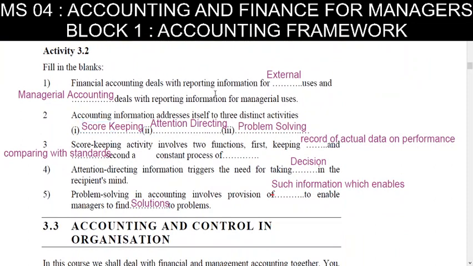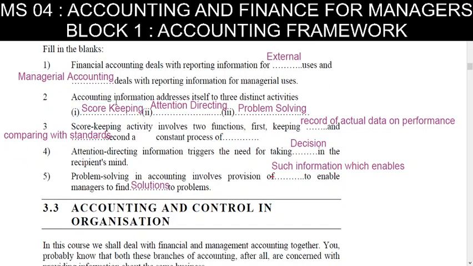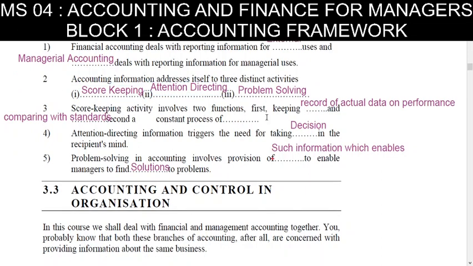Financial accounting deals with reporting information for external uses, and managerial accounting deals with reporting information for managerial uses. We have seen already: external users, it is financial accounting; for internal users or for managers, it is managerial accounting. Accounting information addresses itself to three distinct activities: the usefulness of accounting information for scorekeeping, for attention directing, and for problem solving.